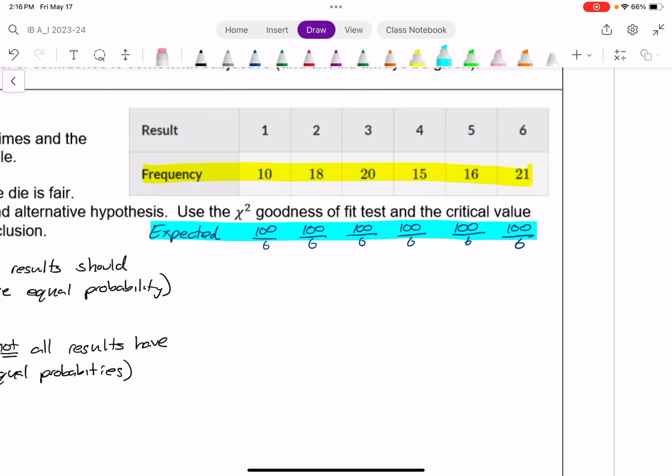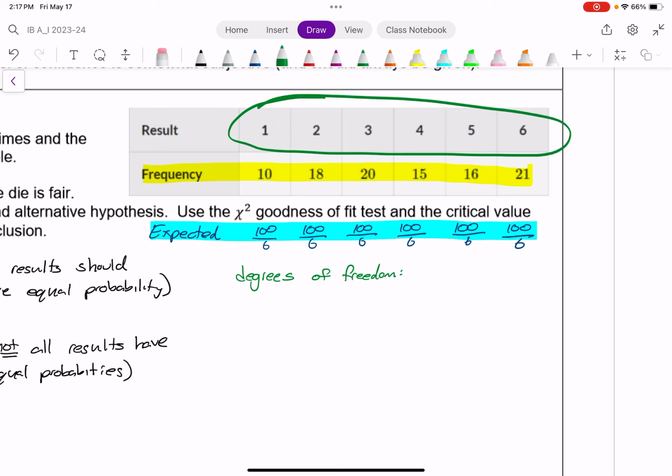However, one of the things it will ask us is the degrees of freedom before you can calculate anything. And while we'll talk more about this in later lessons, at this point, the degrees of freedom is always 1 less than the number of categories. In this case, the number of categories is the number of results possible. So there's 6 possible results.